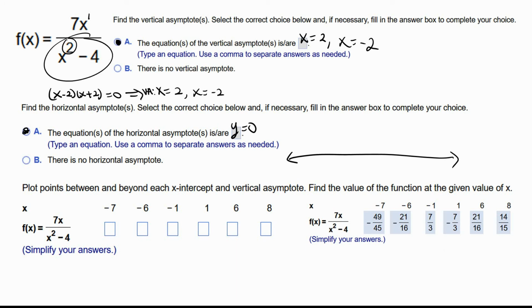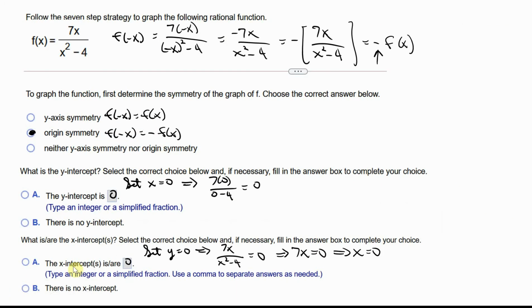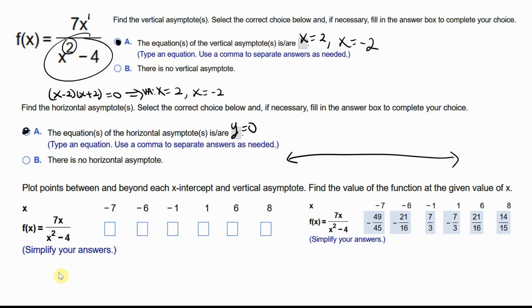Partition the number line based on the x-intercept, which, you remember what the x-intercept was for this? I think the x-intercept was 0. So 0 there, and also the vertical asymptotes, -2 and +2. It's 1, 2, 3, 1, 2, 3, 4. So let's find a number less than -2. Well, that's -7 or -6. Both values here are negative. See that? Negative. That means it's going to be below the x-axis.